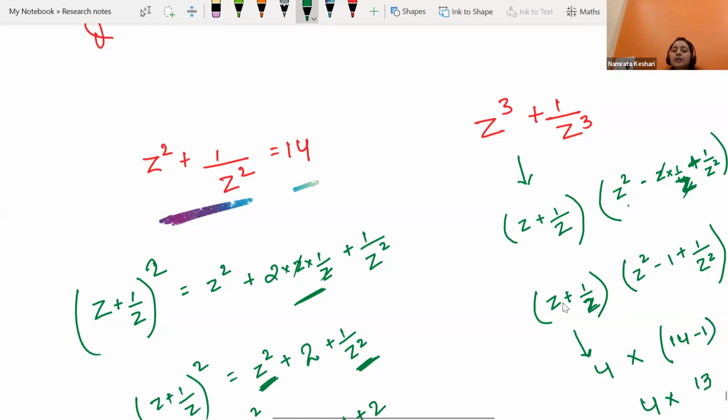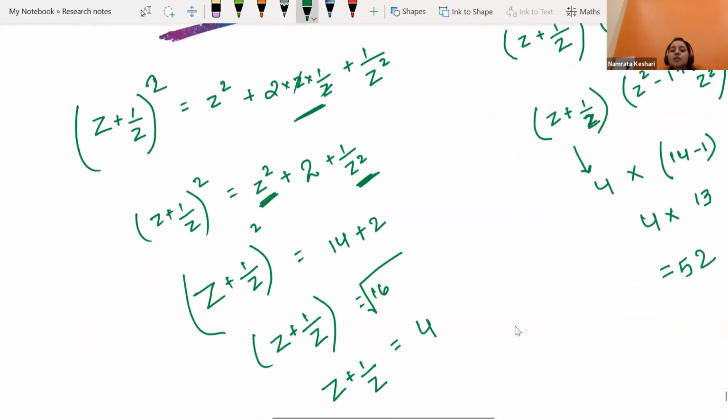That x cube plus y cube formula we have written. After writing the formula, we realize the second bracket is sorted. The first bracket is creating the problem, what to put at the place of z plus 1 by z. Then what will we do?